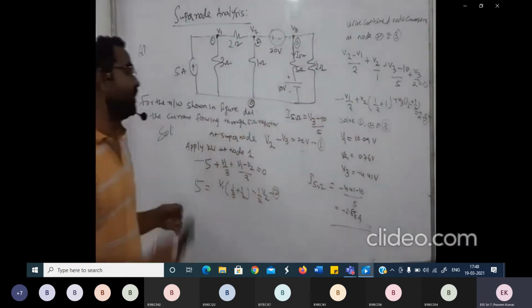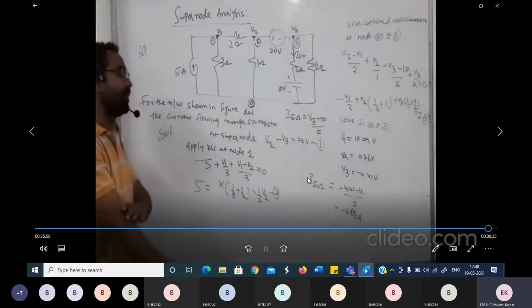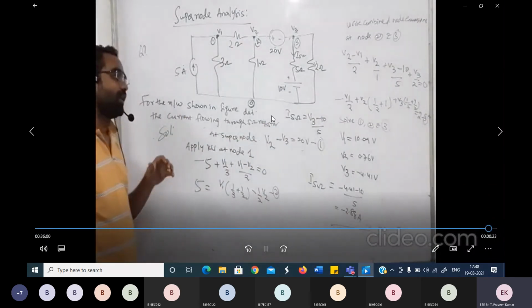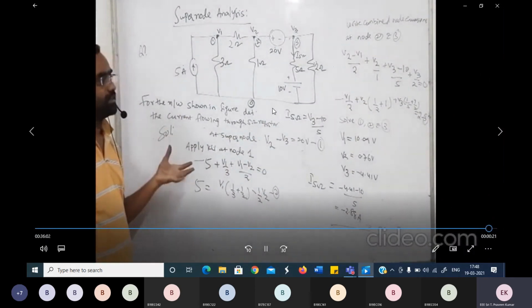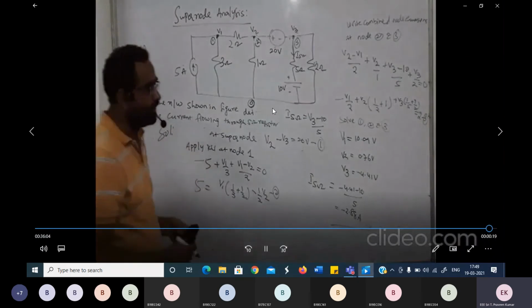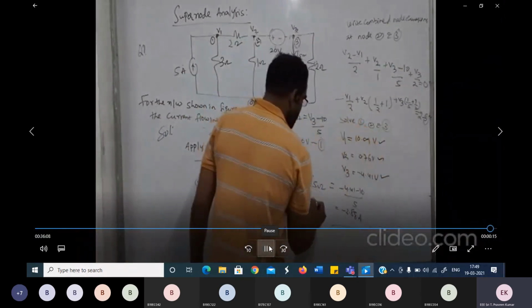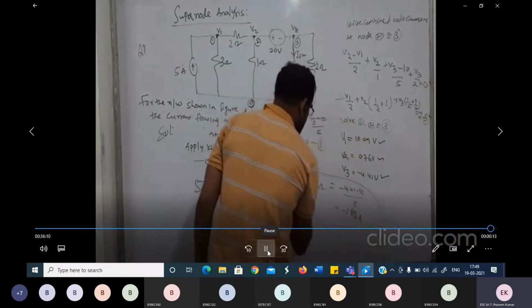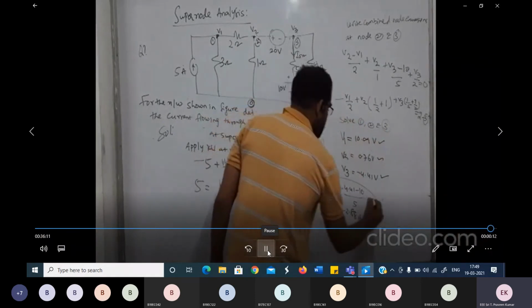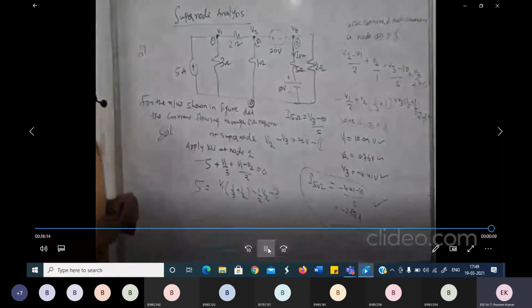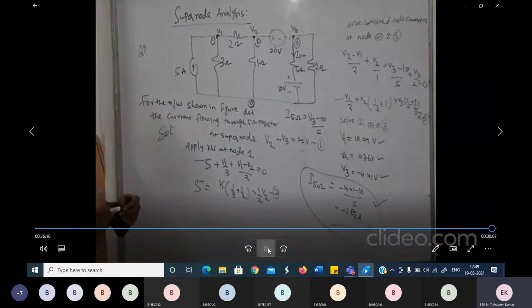Solve using Cramer's rule, or solve using algebraic methods, or you can directly give all these three equations to your calculator. You can solve them. You get the V1 value, V2 value, V3, and finally you can also find the current flowing through the 5 ohm resistor. So this is a problem on supernode analysis.